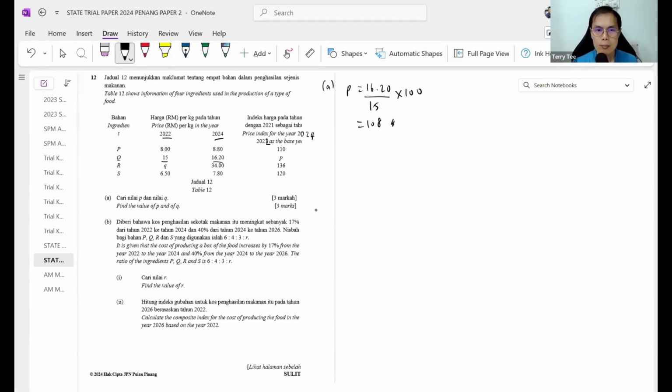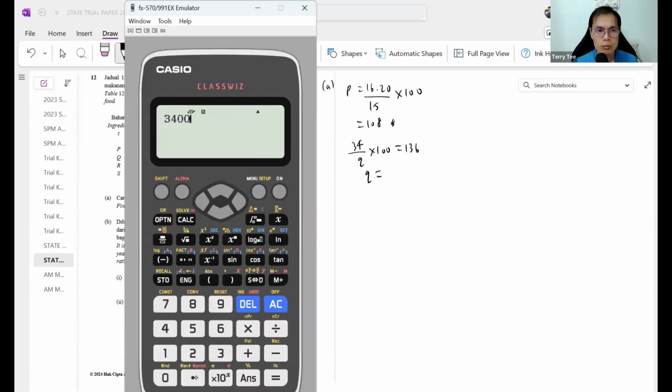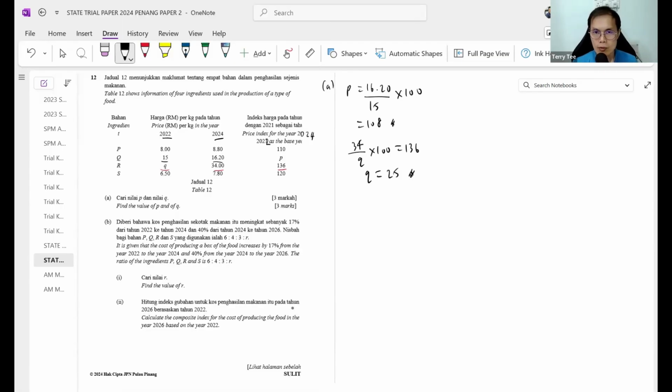Okay, how about Q? Q is the price in the base year. You can see here, price in the base year for item R. Price in the current year is 34 ringgit. The price index is 136. So we take 34 divide by Q times 100. I got 136. To find Q, we take 34 times 100 divide 136. My answer Q is 25. All right, that is part A.